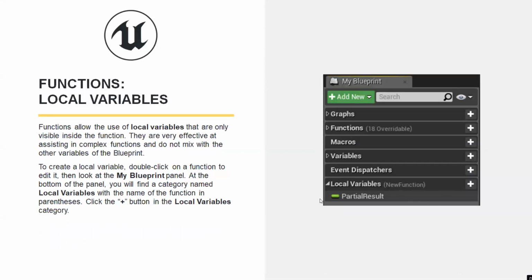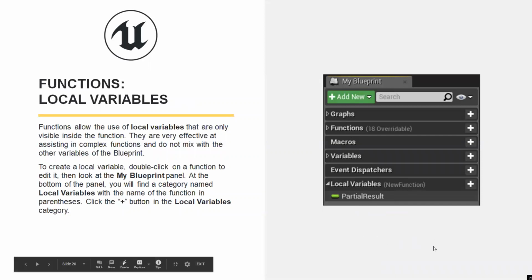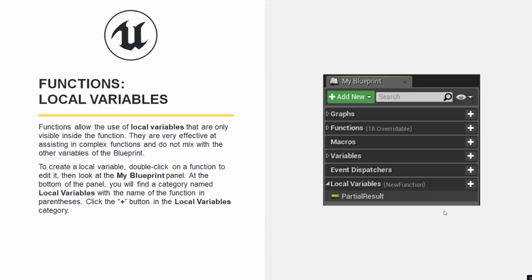Local variables. So this is that local variables category I was talking about. So when you are in a function, selected a function, and you're actually editing it in the blueprint or event graph, this category will show up and allow you to add local variables. Local variables only exist within the lifetime of the function. So when the function enters, it gets created, and then it exists for the lifetime of the function. And then when the function exits, then it falls out of scope and no longer exists.